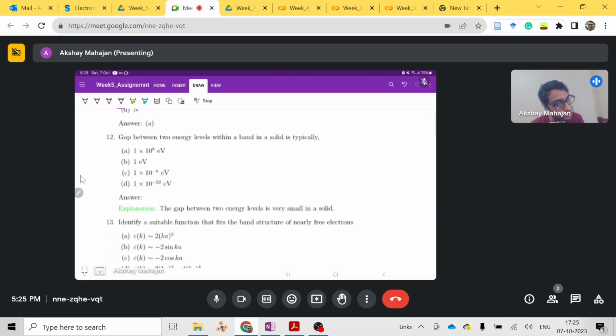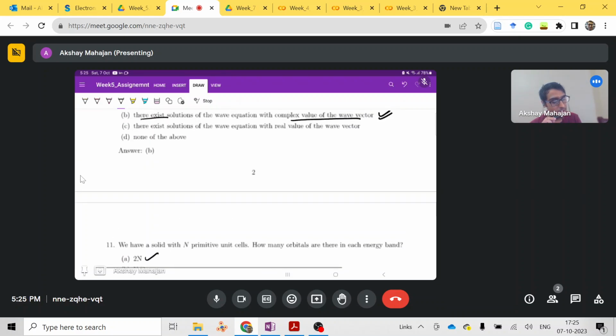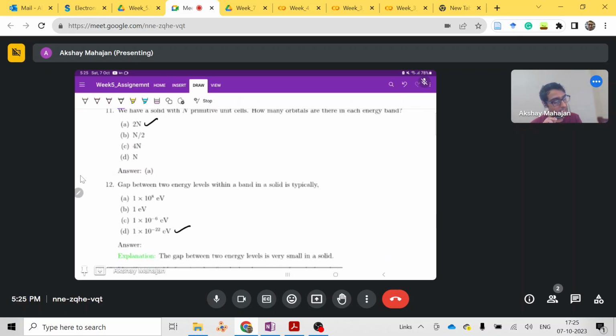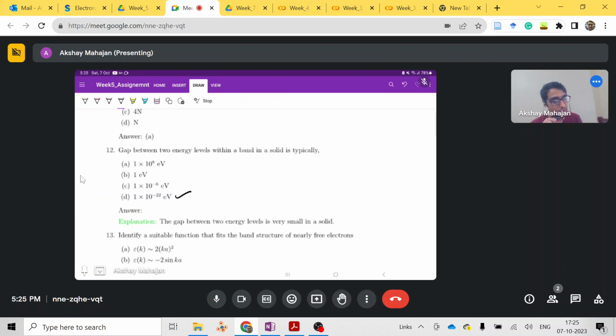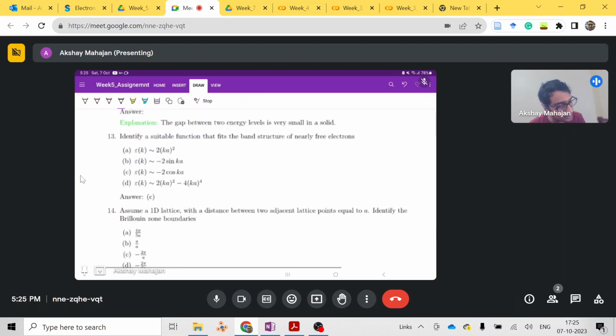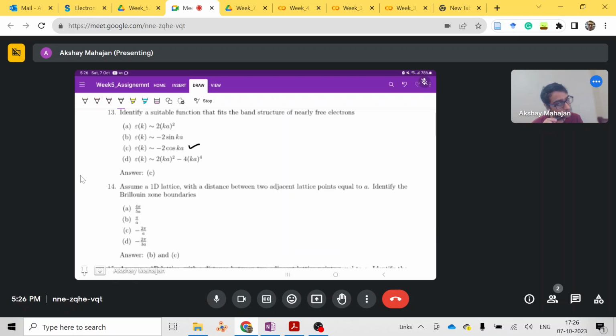Now the gap between two energy levels within a band is typically very small, because N is about 10 to the power 23 electrons. That's why this gap will be very small, 10 to the minus 22 electron volt. Now identify a suitable function that fits the band structure of nearly free electrons. Since we are talking about nearly free electrons, the option will be C minus 2 times cos k, because we need some gap there at the zone boundary. So this you can check.